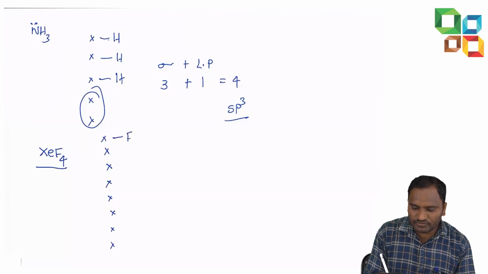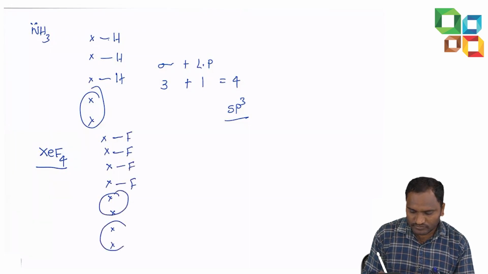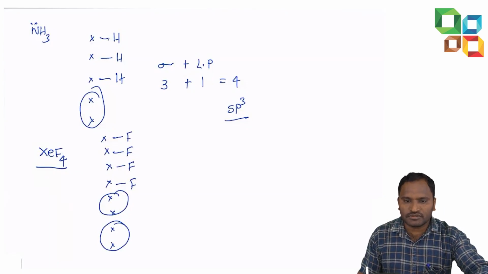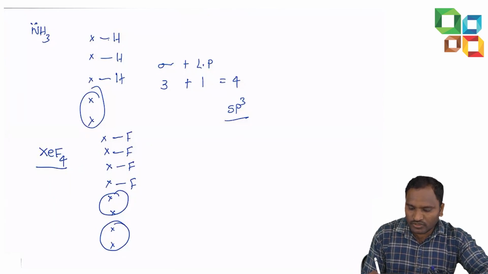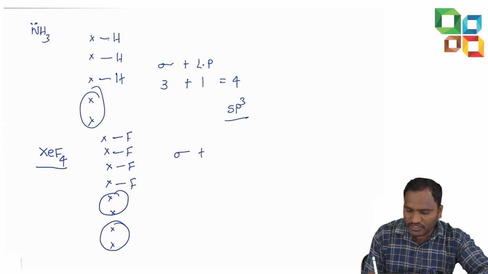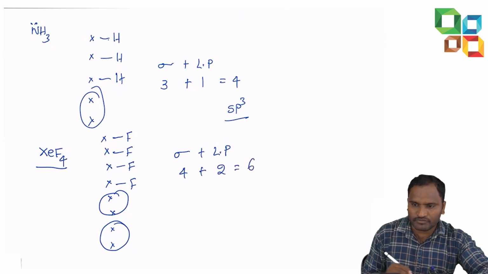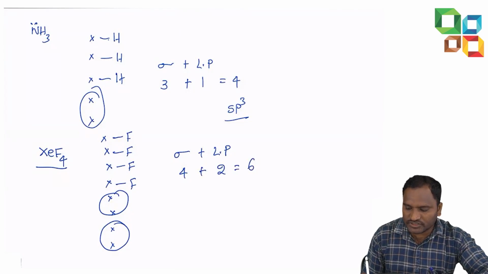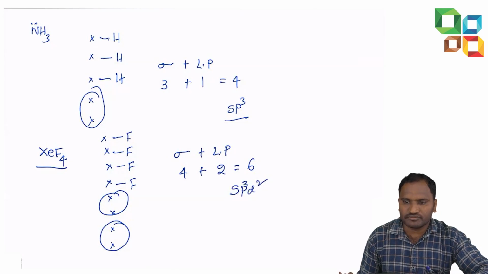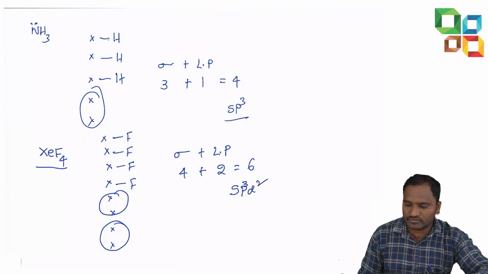Each fluorine can form one bond with one electron. So now count, students, the number of sigma bonds and lone pairs. 1, 2, 3, 4. 4 sigma bonds plus 2 lone pairs. Total how much? 6. If the total number of sigma bonds and lone pairs is equal to 6, what is the hybridization? sp3d2.